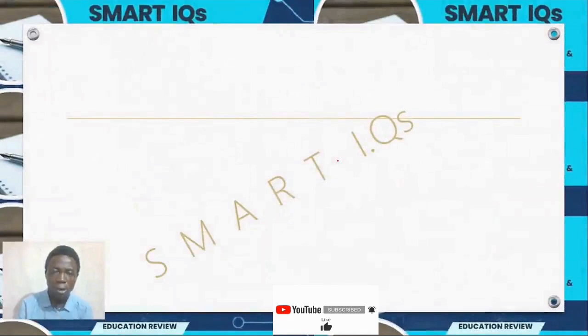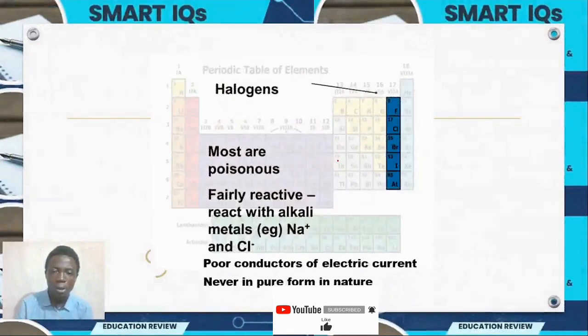Okay, so I'm sure you have also heard about the halogens. That is group 7. The group 7 elements, starting from fluorine, chlorine, bromine, iodine, and astatine, are all called the halogens. They belong to the halogens family. Are we together? And most of them are poisonous.